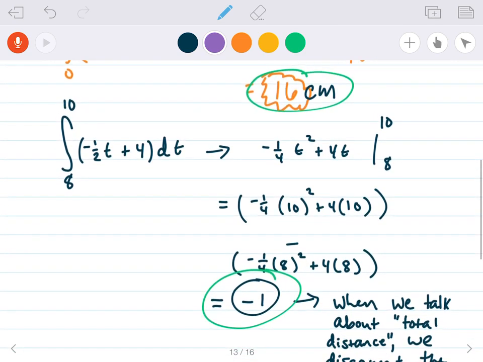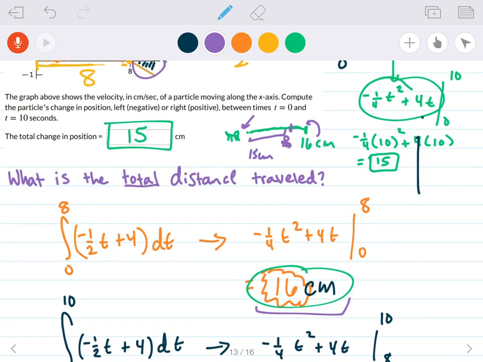So altogether, this thing really traveled 17 centimeters is what I'm getting at. It went 16 centimeters in the right direction. It went 1 centimeter in the left direction. And altogether, it traveled 17 centimeters. That's our answer there.